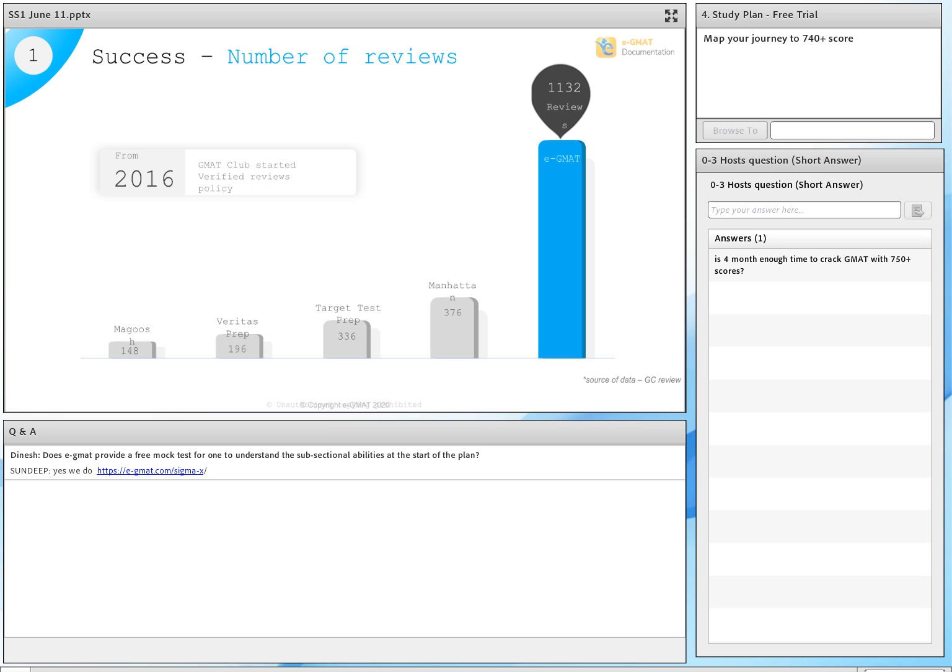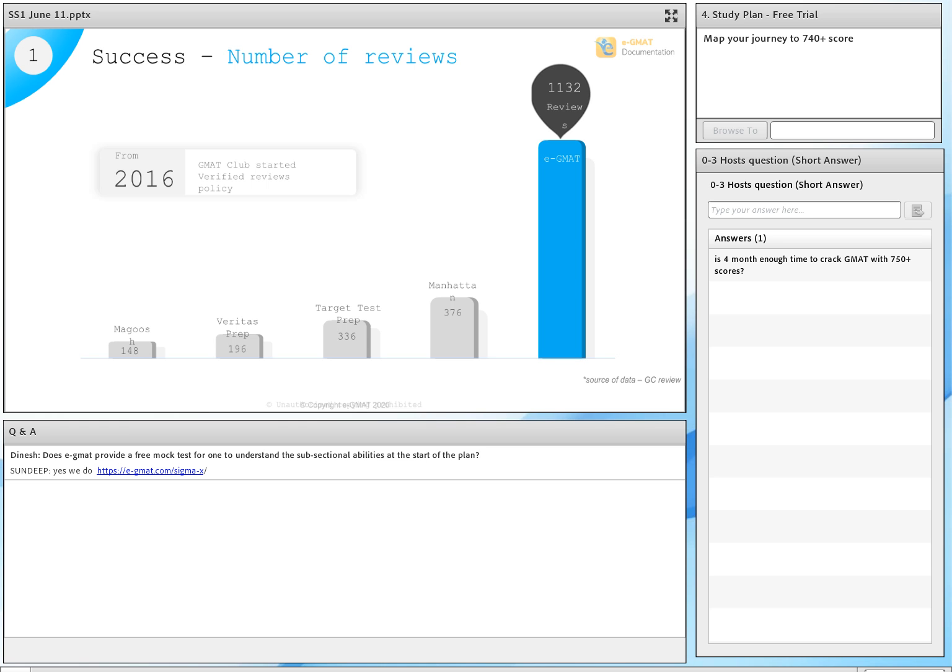So when you look at data from 2016, which is when GMAT Club started their verified reviews policy, what's a verified review? A verified review is a review where someone has to provide an official score report link that is live from mba.com to post a review. Prior to 2016, there was no such requirement. There was no ability to provide a score report link as well. But post 2016, you've got to do that to post a review.